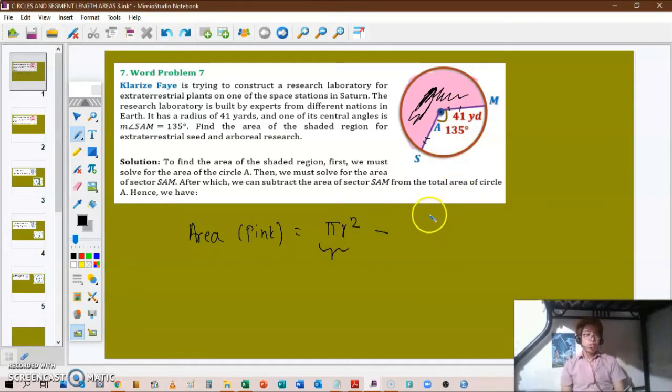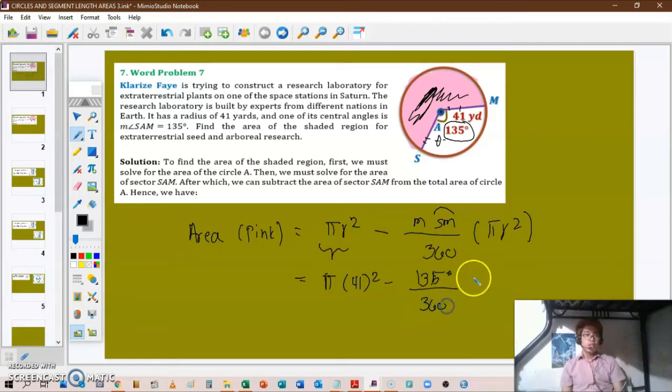Again, for finding the area of a sector, the formula is going to be the measurement of arc SM all over 360 multiplied by the area of the circle. To solve this problem, we can plug in the value of the radius, which is 41 squared, minus the measurement of arc SM. Since the central angle theta is equal to 135 degrees, then the measurement of arc SM is also going to be equal to 135 degrees.